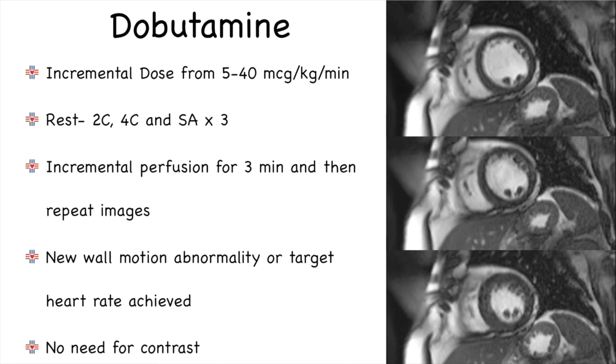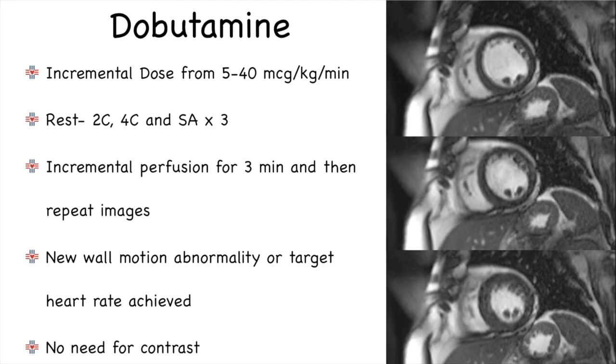This is done with dobutamine, where incremental dose of dobutamine starting from 5 microgram per kilogram per minute is increased up till 40 microgram per kilogram per minute, or to a point where target heart rate is achieved or a new wall motion abnormality is induced.